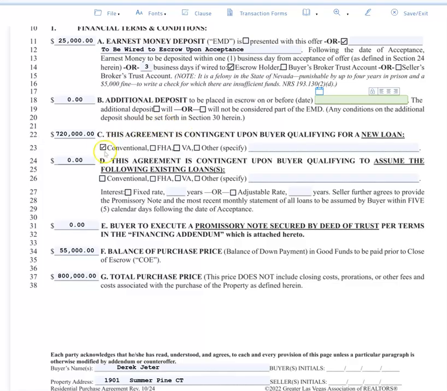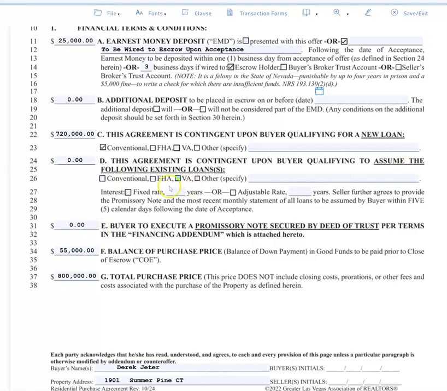Okay, and you want to check off the type of loan that it is. In this case, it's a conventional loan. Okay, section D, this agreement is contingent upon the buyer qualifying to assume the following existing loans: conventional, FHA, and VA. Now, in my 16 years, I've done one assumable loan and it was for a veteran. This is not commonplace. You might think it is. It makes sense, but it's very difficult to do. A lot of moving parts. If your buyer wants to see if the seller will assume their current loan, talk to your manager about that. There are some things you have to know about beforehand, okay?